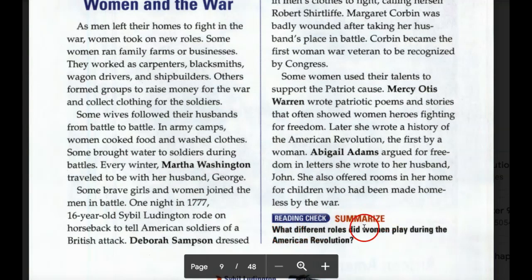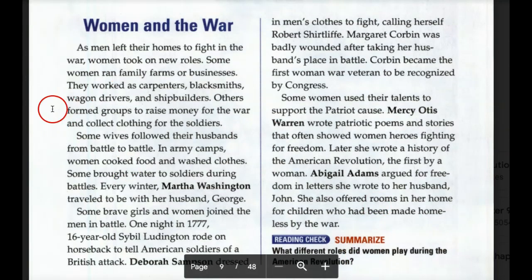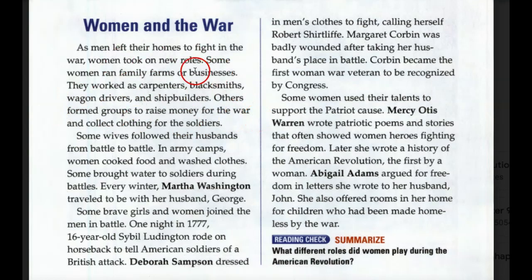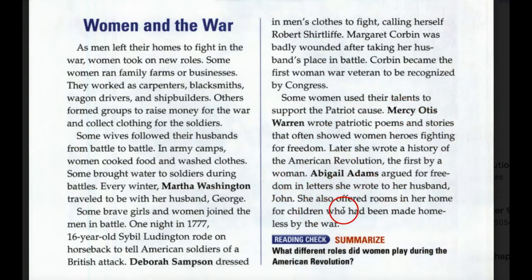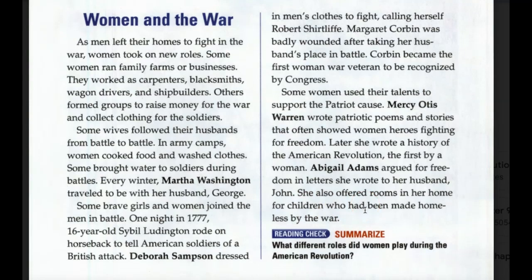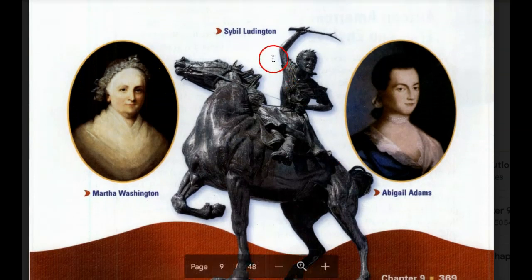What different roles did women play during the American Revolution? Many different roles. We have Sybil Ludington, Abigail Adams, and Martha Washington.